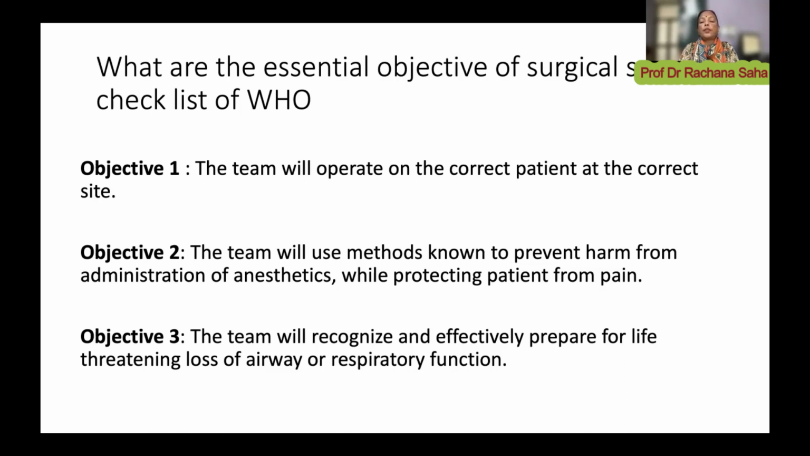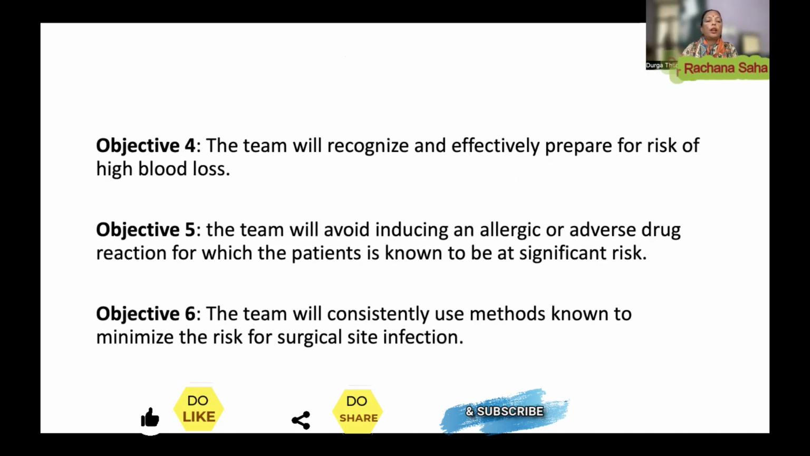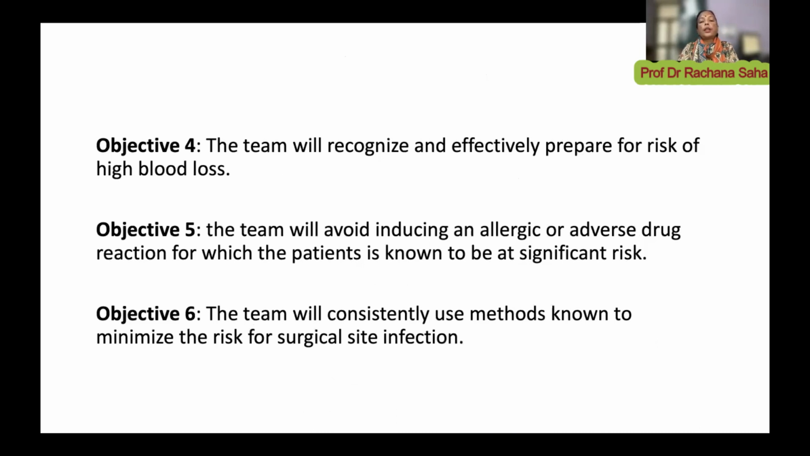Number three objective, the team will recognize and effectively prepare for life-threatening loss of airway or respiratory function. So patient profile, if we know earlier, we can always think in which way we can avoid loss of airway. Number four, the team will also recognize and effectively prepare for risk of high blood loss in difficult cases like placenta accreta syndrome or in severe eclampsia cases where there is chance of high blood loss. Objective 5, the team will avoid inducing any drug to which the patient is allergic. Number 6, the team will also consistently use methods known to minimize the risk for surgical site infection.